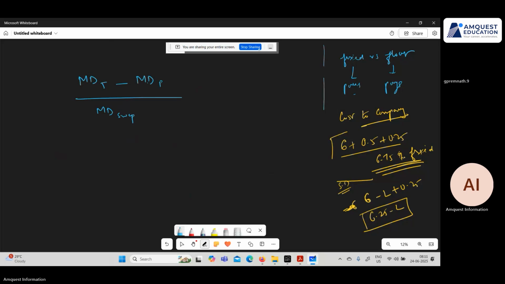I see. That will give you what? It will actually give you the notional swap principal. Understood. And obviously this is the duration, but since this is the amount, you will have to multiply with the amount, which is the market value of the portfolio.